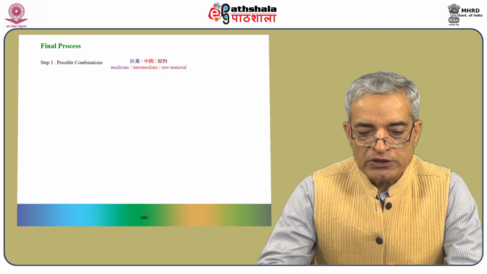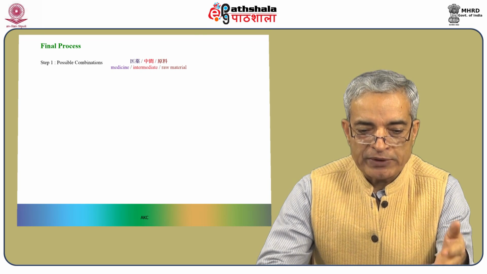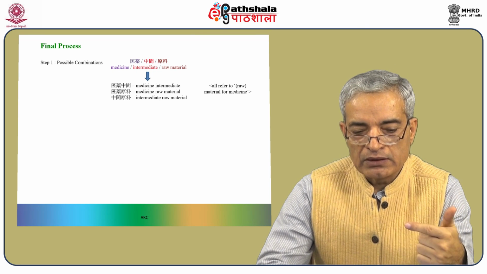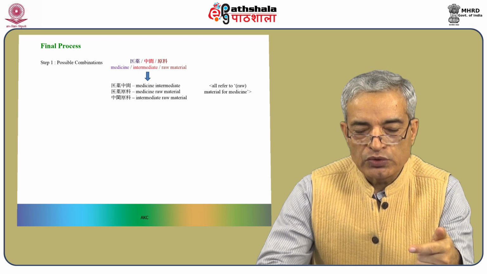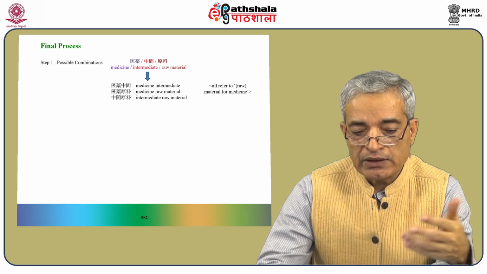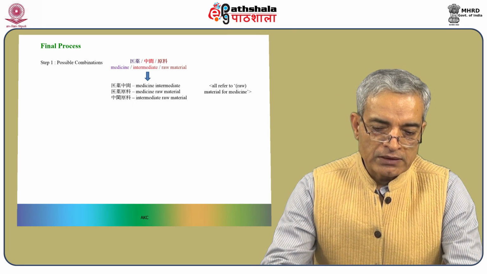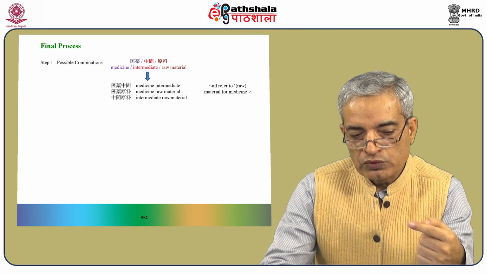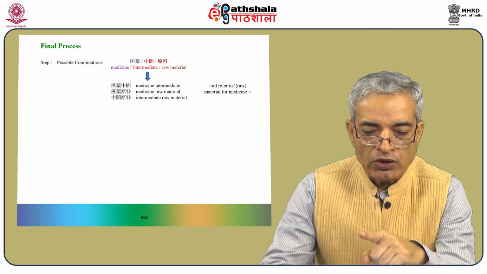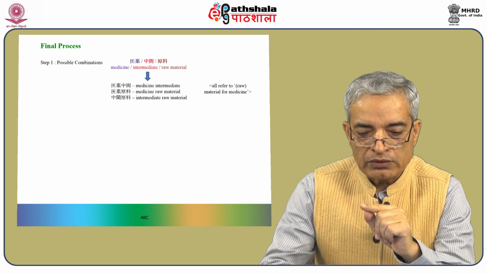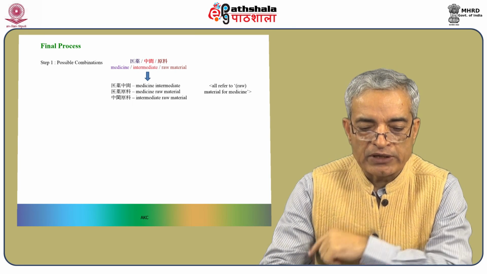The final processes, the possible combinations could be medicine, intermediate, raw material for iyaku, chukan, genryo respectively. If we look at the other examples, for example iyaku chukan is medicine intermediate, iyaku genryo is medicinal or medicine raw material, and chukan genryo is intermediate raw material. So if you see different combinations, it gives you a sense how you should try to formulate the final equivalence. If you see, in every case, all are referring to raw material for medicine. It's raw material for medicine. It could be material for medicine or raw material for medicine.